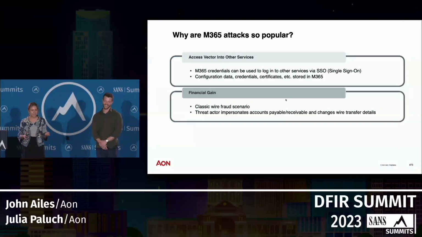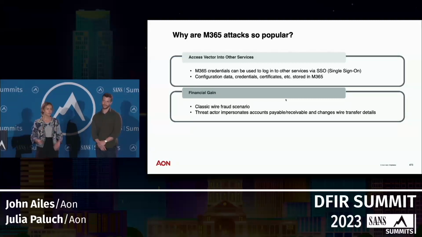The reason I say that is because threat actors find it really enticing that they can get financial gain from these sorts of attacks. This is the classic wire fraud scenario, where the threat actor will impersonate accounts payable or accounts receivable, and they'll change wire transfer details so that the funds are sent directly to them.